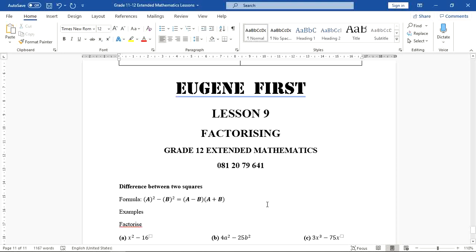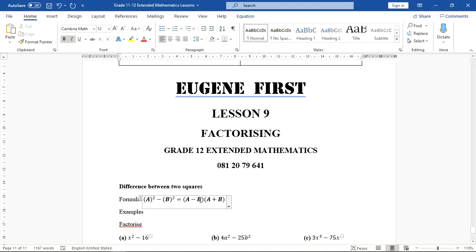Now the difference between two squares, this is your clue. There must be a difference or a subtraction sign, okay? And then the first number must be a square number and the second number should also be a square number, and this will give you two brackets with almost the same information, but the difference is just a positive and a negative. So it doesn't matter where you put the negative or the positive, for as long as the signs are different.